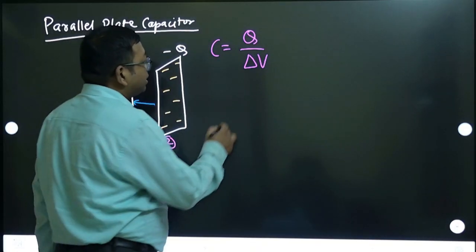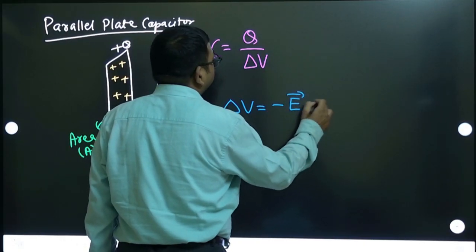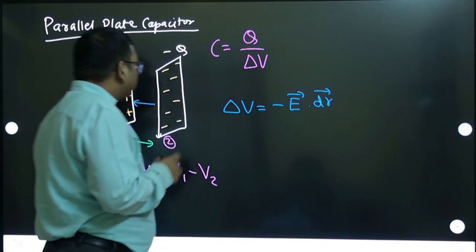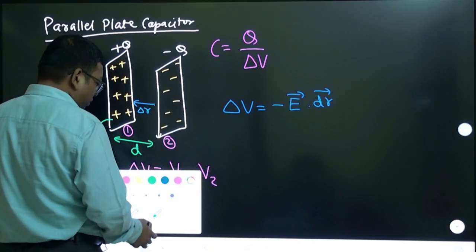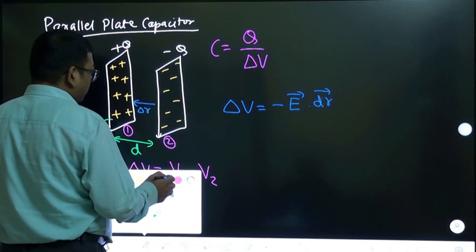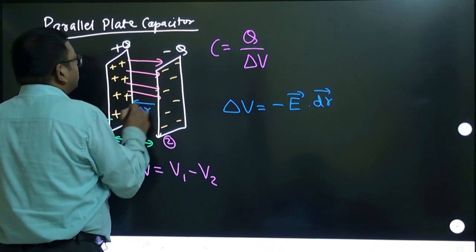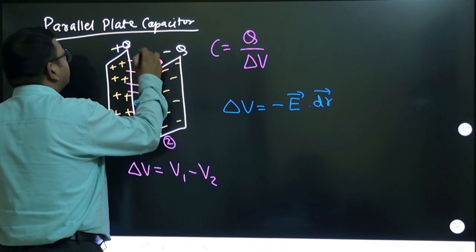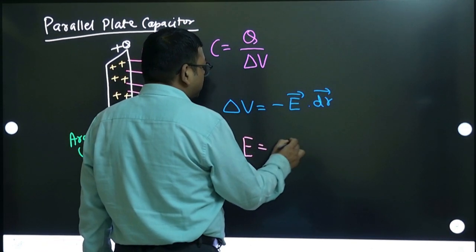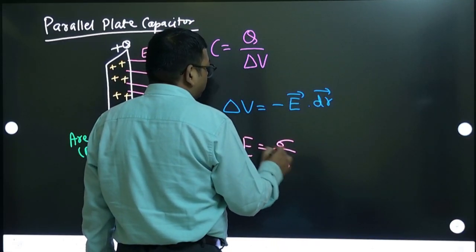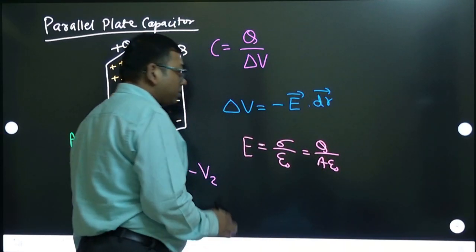So change of potential delta V, if you remember, we can calculate as minus E dot dr. And what is the direction of the electric field? You can move this way in displacement, but the electric field goes from positive charge to negative charge. So the electric field is in this direction, and the electric field between two plates we have calculated, which is sigma by epsilon naught. Sigma is charge by area, so E is Q by A epsilon naught.